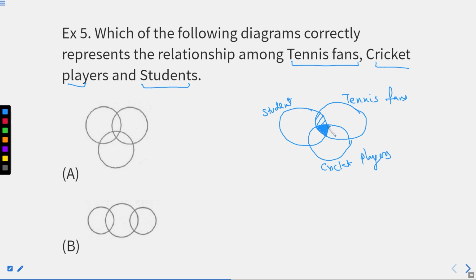This region is a student who is a tennis fan, and this dotted region is a student who is a cricketer, and these lines are the cricket players who are tennis fans also, right? This is the Venn diagram representation, right? And this is in option number A. I hope this part is clear.